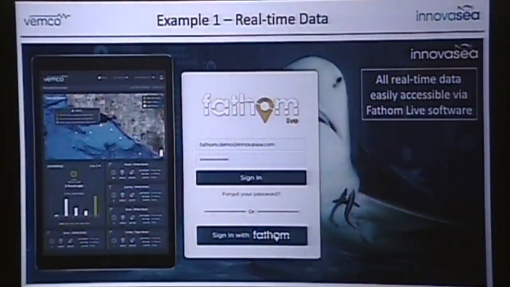The real-time data can be accessed as well, like your surface hubs can be accessed, so that's through a software that's called Fathom Live, and you get an account, you set up a username and so on, and then you can log into it, and you know where it is. It shows up on a map, and you can investigate several different parameters and see how your system is performing as well at the same time while it's out there.